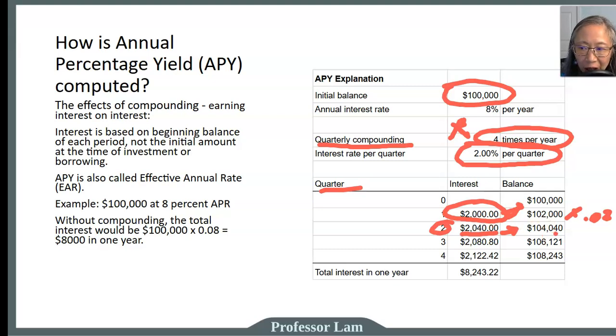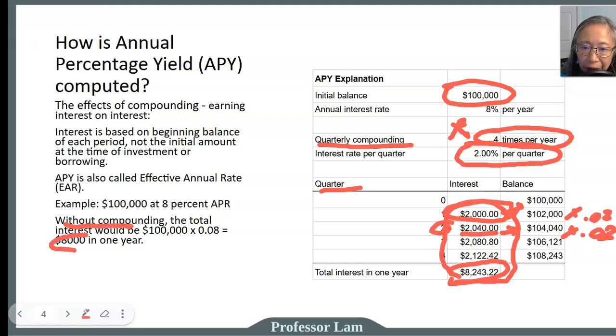The same thing goes on in the next quarter. The interest for the next quarter, quarter 3, is $104,040 times 0.02. That gives you $2,080.80. This continues until the end of 4 quarters. And if you add up the interest in the 4 quarters, you have $8,243.32. So that's the interest in 1 year with compounding. The interest in 1 year without compounding is only $8,000.